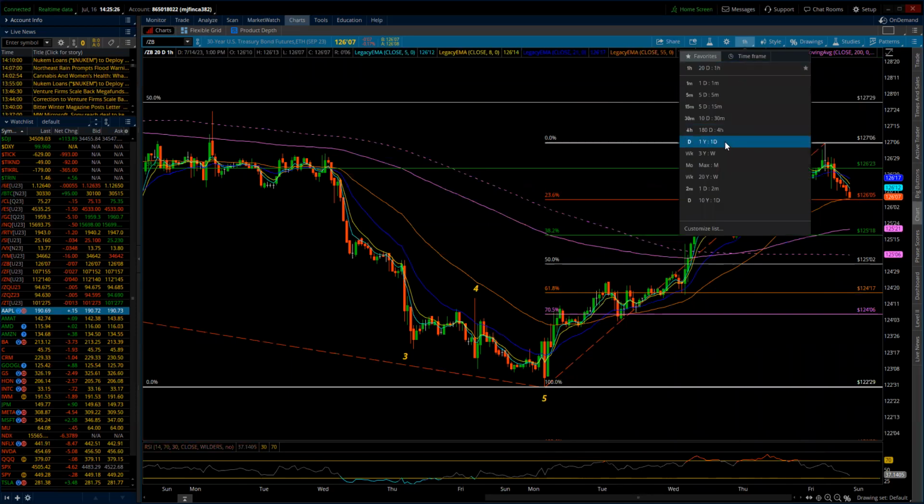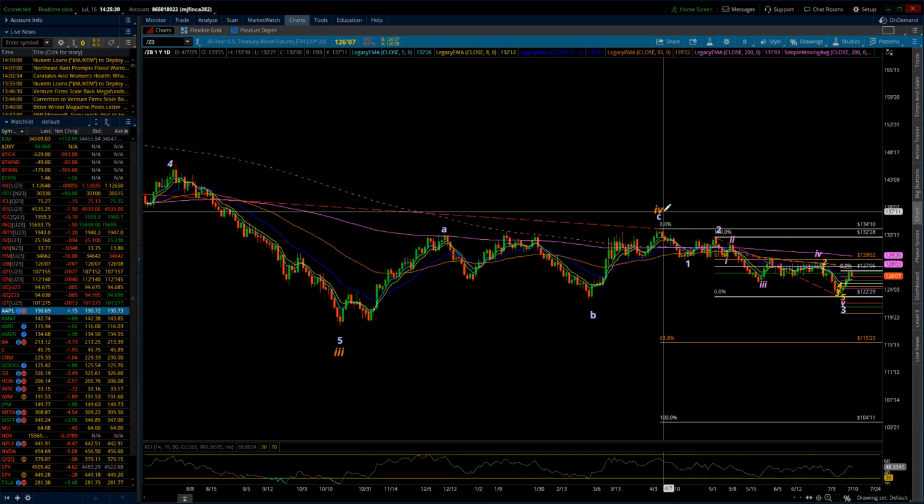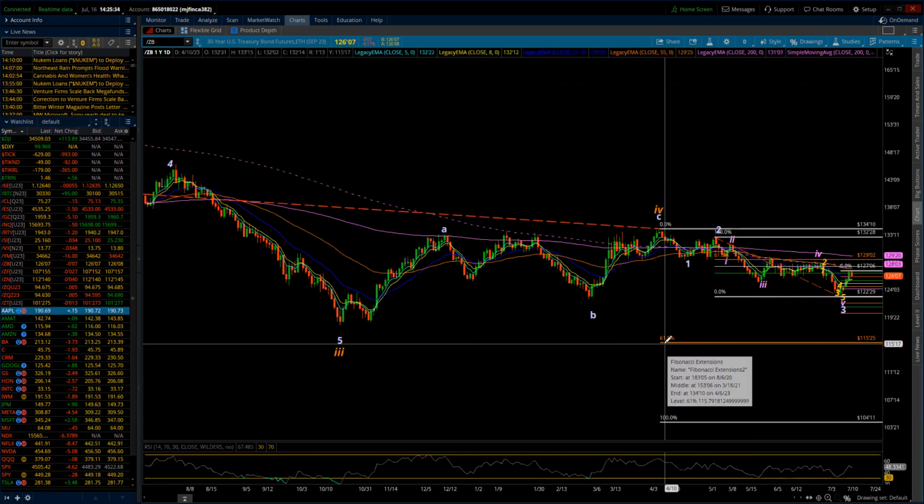Now, going back out to my daily, these levels correspond to the minor 5th wave. The minor 5th wave, if 5 equals, no, let me just back up 1 second, sorry.